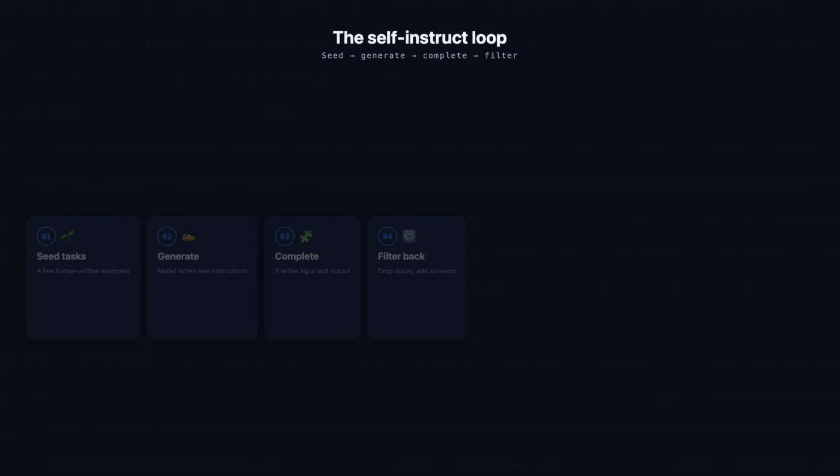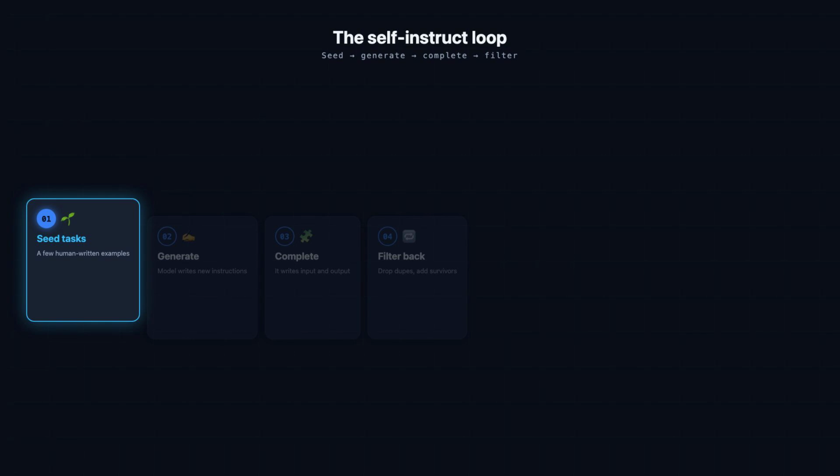At its core, this is one loop that keeps feeding itself. Follow it once, and the whole idea comes together. Everything begins with a small seed pool of tasks that real people wrote by hand. We're talking about a modest set, maybe a couple hundred examples, each showing an instruction paired with a good response. That tiny pool is the only human labeling the method really needs.